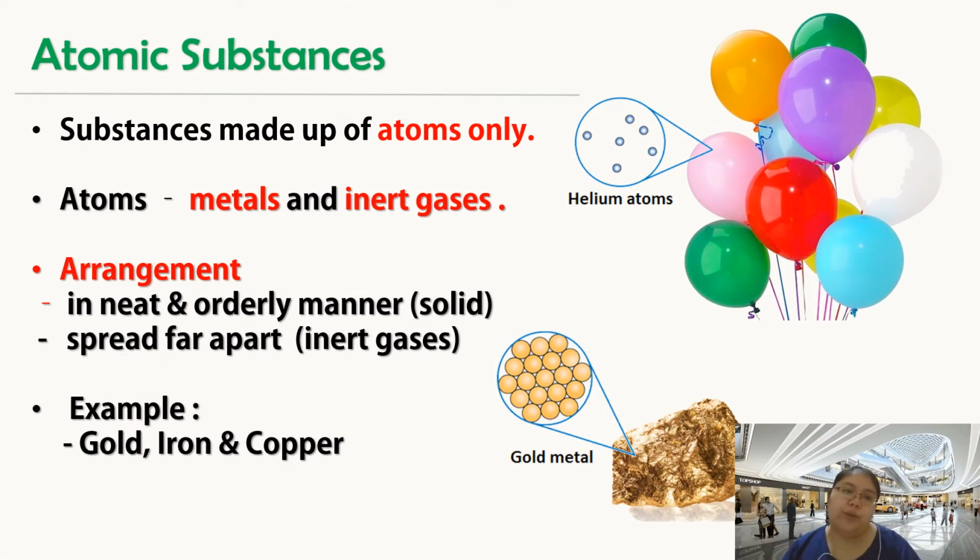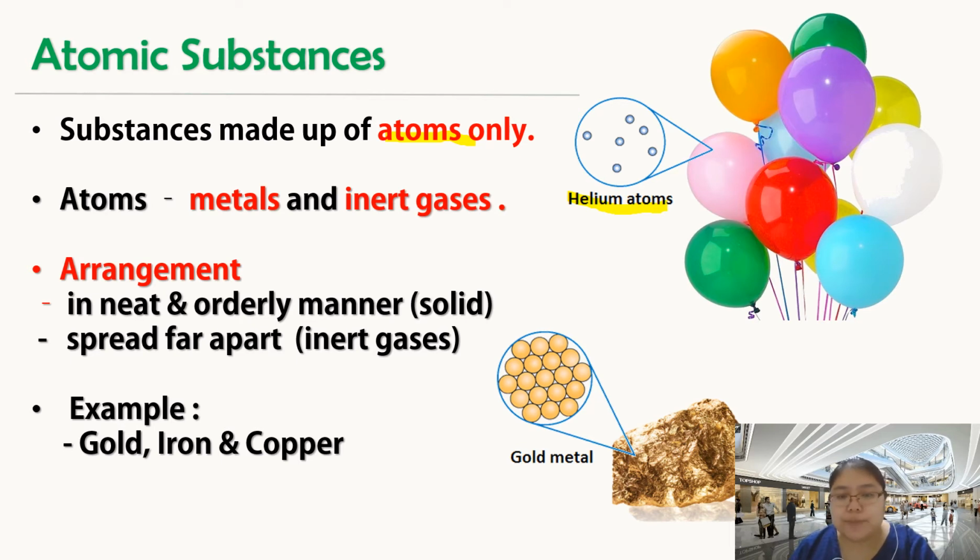Okay, now we go one by one. Let's see the first one, atomic substances. Atomic substances are made up of atoms only. For example, we can say metals, and we also can say gases. See the diagram: we have a balloon, and inside the balloon we have helium gas. That means inside the balloon there is just one type of atom, helium.